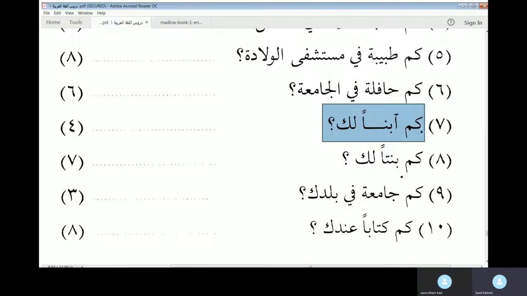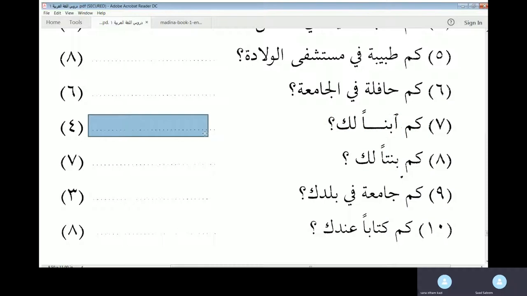Kam, the sukoon changes into kasra. Kam ibnan laka? How many sons do you have? Li arba'atu abna'in. I have 4 sons.